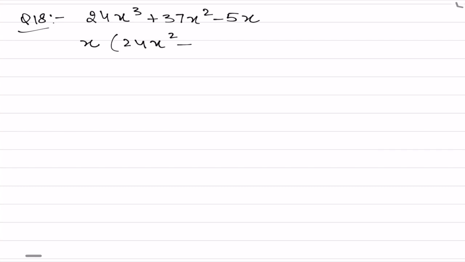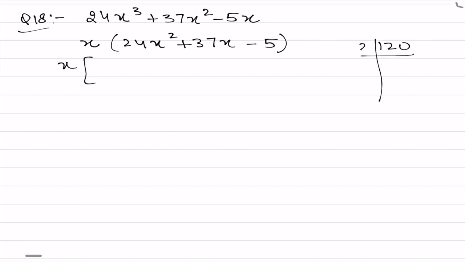Question number 18. It's the same as the previous question, only one more step you have to add. So 24x cube plus 37x square minus 5x. Now in all the three terms we can see that x is common. So x is common: 24x square plus 37x minus 5. So here we have to make the factors of 24 into 5. 24 into 5 is 120.